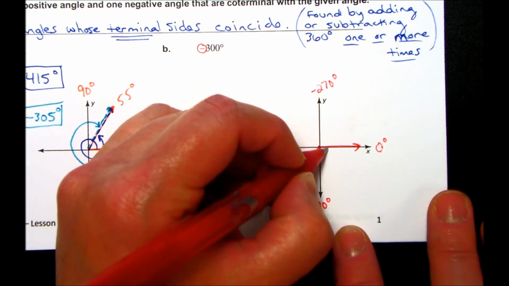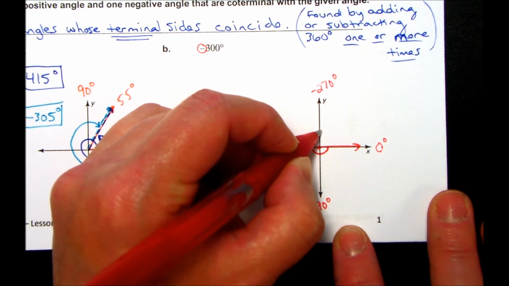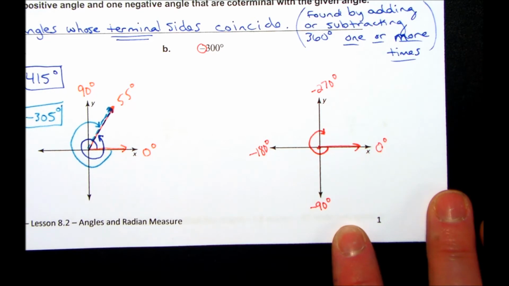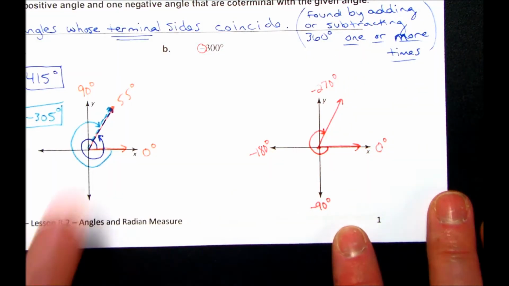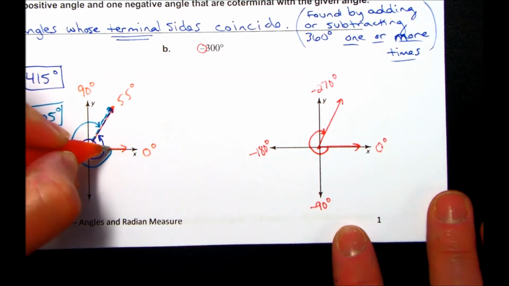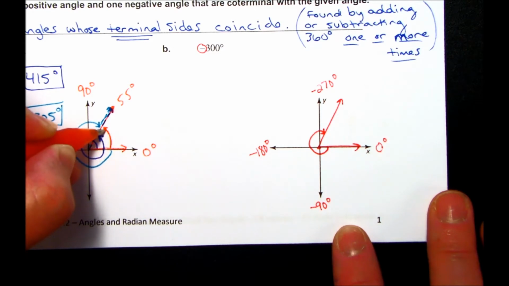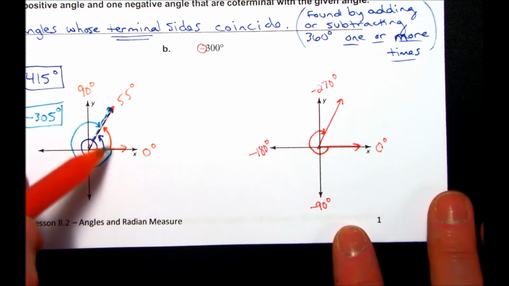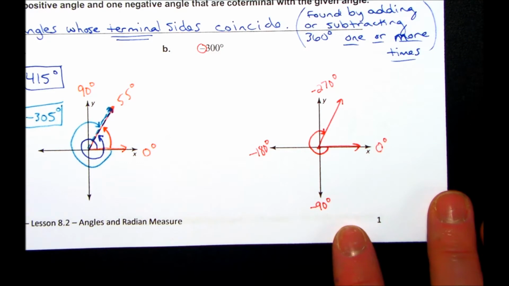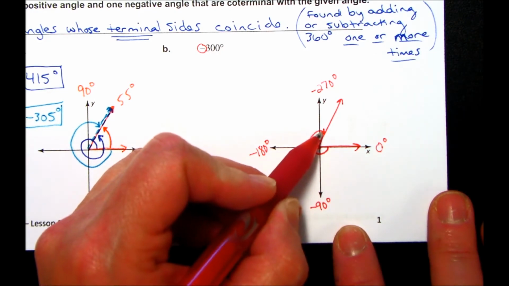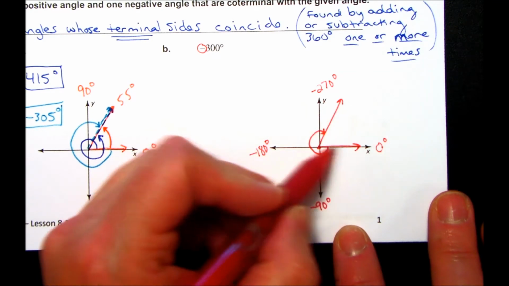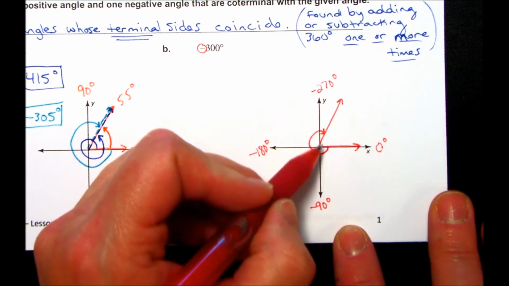So I'm going to draw this. I'm going to show it with the red here. I'm going to go all the way around this direction, and I'm going to end my terminal side about right there. I just realized with my initial one here, I never showed this arrow. So starting from 0 going up to 55, that was the initial 55 degree angle. This one here is the initial negative 300 degree angle. So this is your initial side and your terminal side.